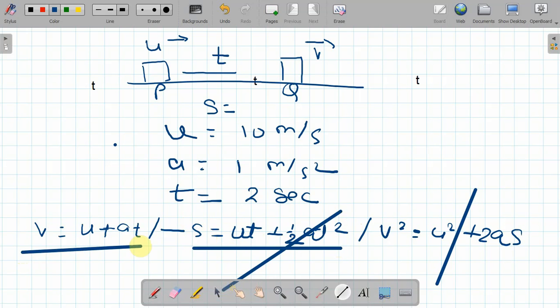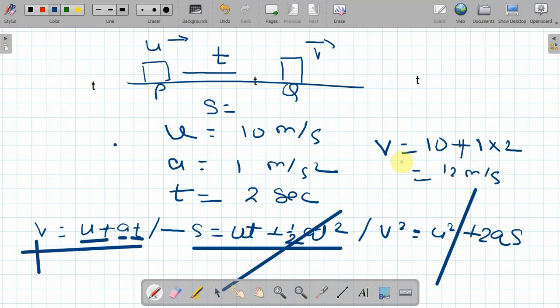Can we use the first equation? We need to find the final velocity. Initial velocity is given, acceleration is given, time is given. Yes, through this we can find the final velocity. So the final velocity v is equal to u, which is 10, plus at, a is 1 into time 2. So the final velocity is 10 plus 2, which is 12 meter per second. This is how it will work.